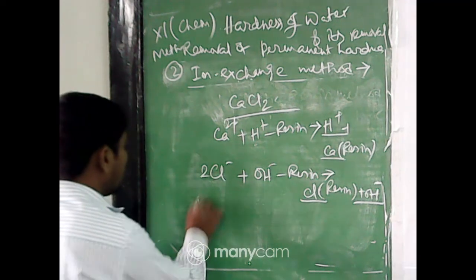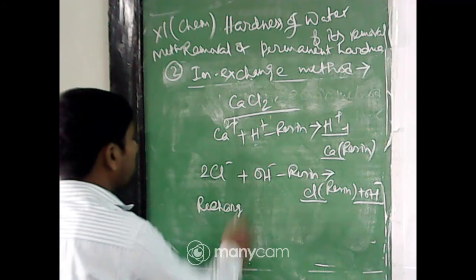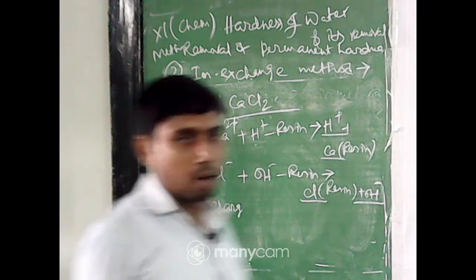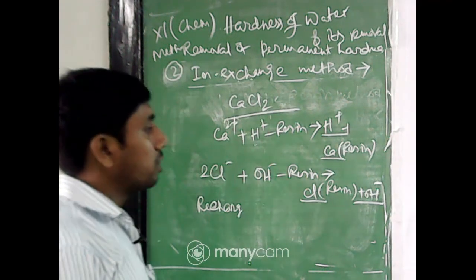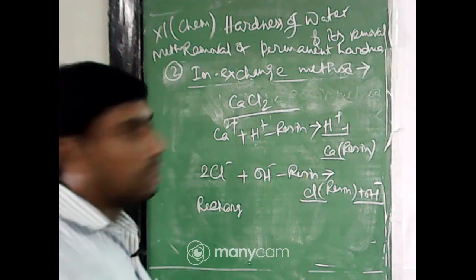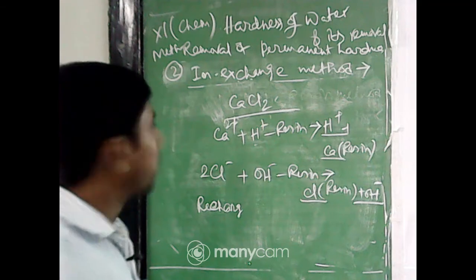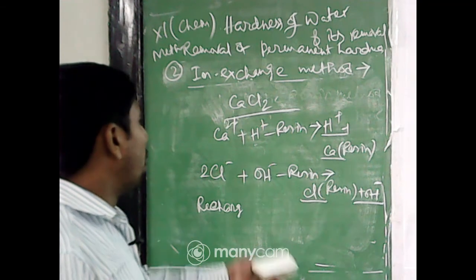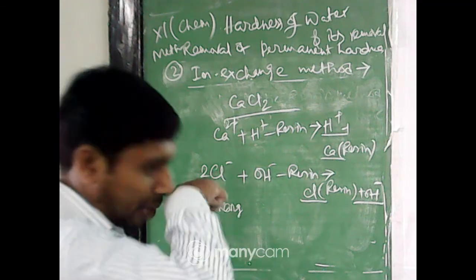Next one is the regeneration or recharging of resin. Now here you can see that a certain amount of resin was taken. So after a certain time the activity will be lost, because by exchanging the cations, that is calcium or magnesium, the H plus and OH minus will be used up.